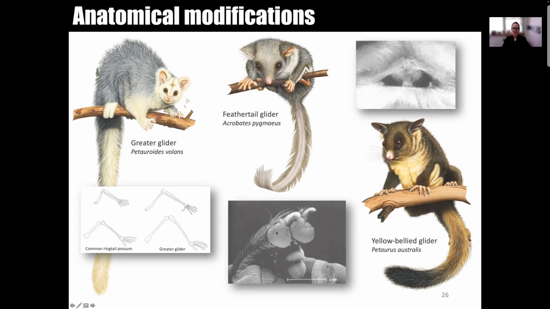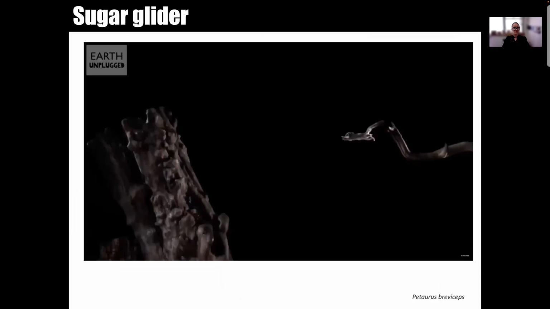This is a scanning electron microscopy of those foot pads in the feather-tail glider. And then here is an image of that division in the pouch of the yellow-bellied glider. So we're now just going to watch some glides.